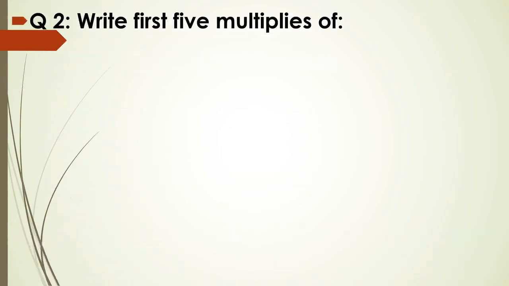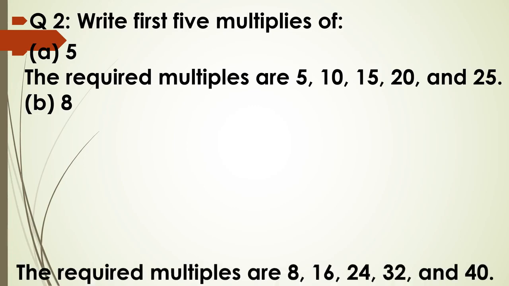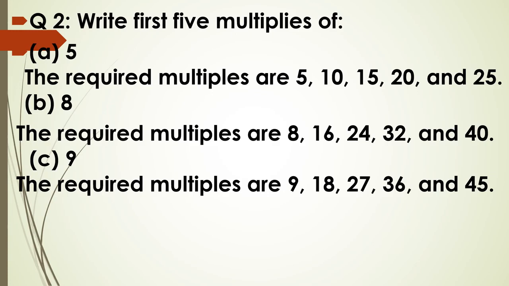Now see question number 2. Write first 5 multiples of 5. So first multiple is 5 only. 5, 10, 15, 20 and 25. In the same way, first 5 multiples of 8 are 8, 16, 24, 32 and 40. First 5 multiples of 9 are 9, 18, 27, 36 and 45.